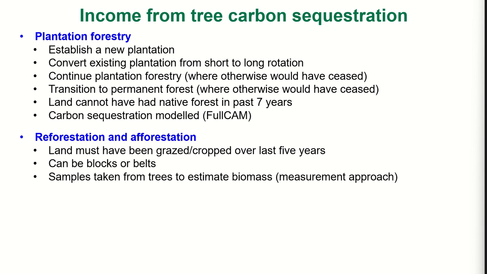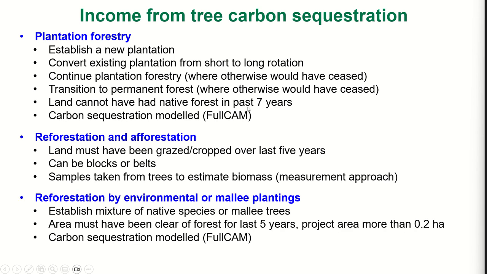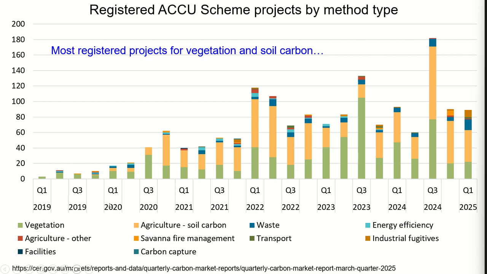There is reforestation and afforestation. Reforestation meaning you put a forest back where there was once a forest. Afforestation meaning you establish a forest where there wasn't one. That can be either blocks or belts, and the carbon sequestered is actually taken from physical samples. And the most popular one in Australia is this establishment of native tree species. So that's called environmental or mallee plantings. Your project area needs to be more than 0.2 hectares, and the carbon sequestration is estimated using the model called FullCam. If we just look at the actual projects registered in Australia over time, this is freely available on the Clean Energy Regulator website.